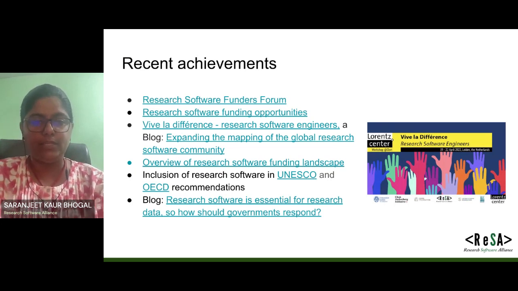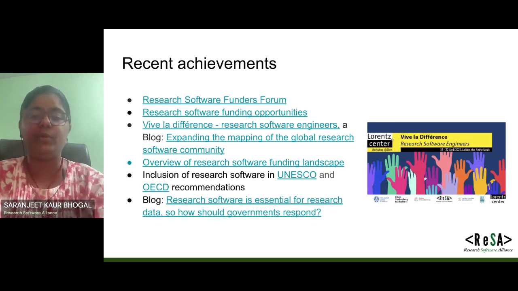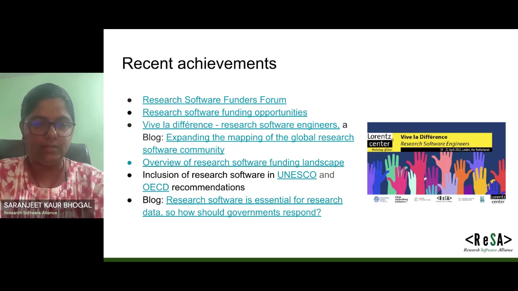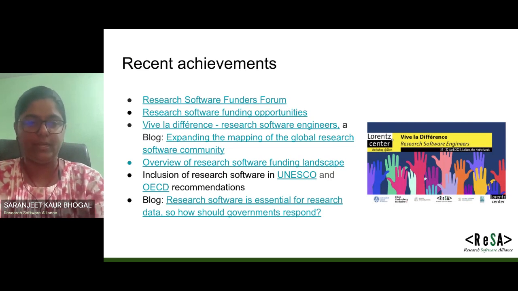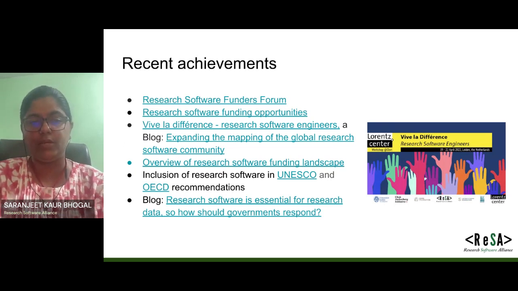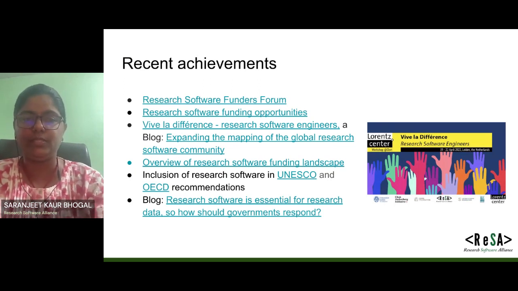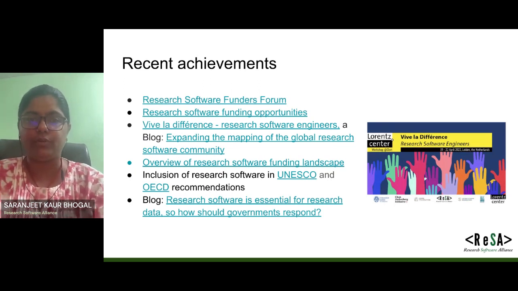Another highlight was the inclusion of research software in the UNESCO and OECD recommendations. This can be considered a big win, and we are very proud that research software got recommended at these venues. There is also a blog on research software being essential for research data. So how should governments respond? You can check out all these resources on our website, researchsoft.org. And if you have any questions, please feel free to write to us.